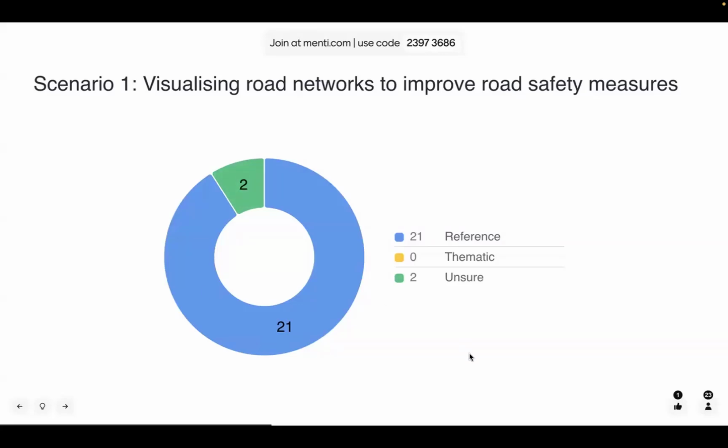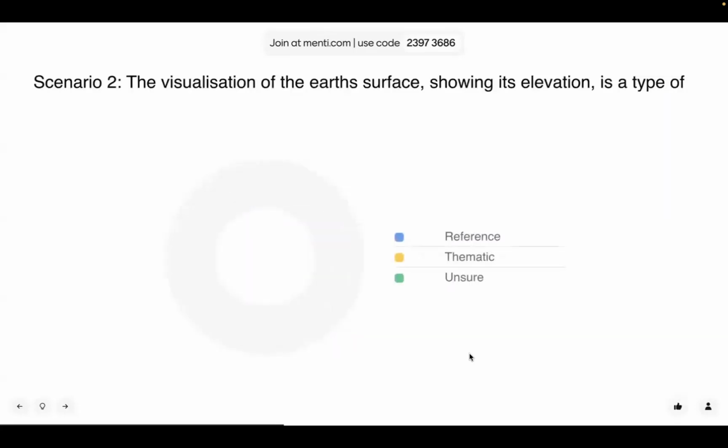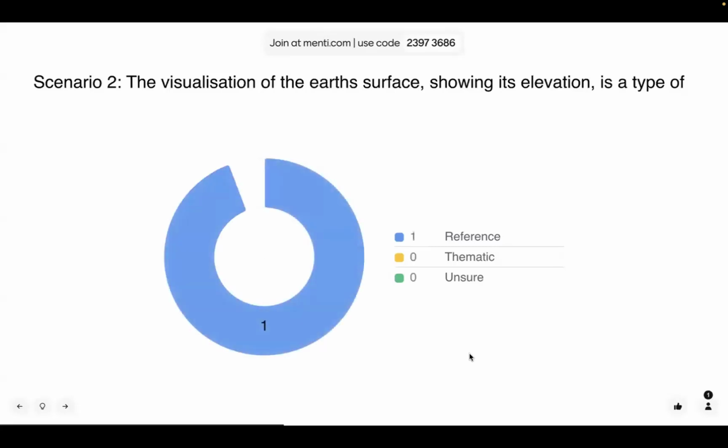All right, I'm going to move on to scenario 2. The visualization of the Earth's surface showing its elevation is a type of what? Would you class this as a reference or a thematic map? Again, if you're unsure, please feel free to include that. The votes are still coming in, so I'm just going to give that 30 seconds or so, and then we'll discuss the correct answer.